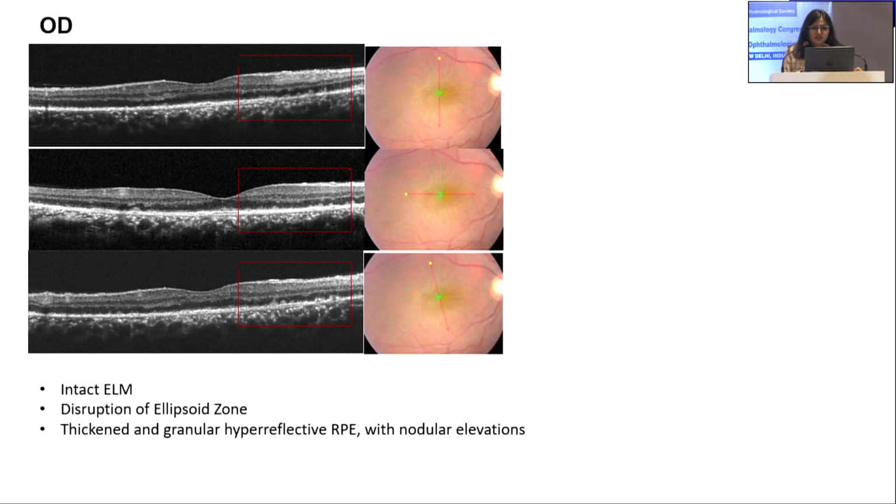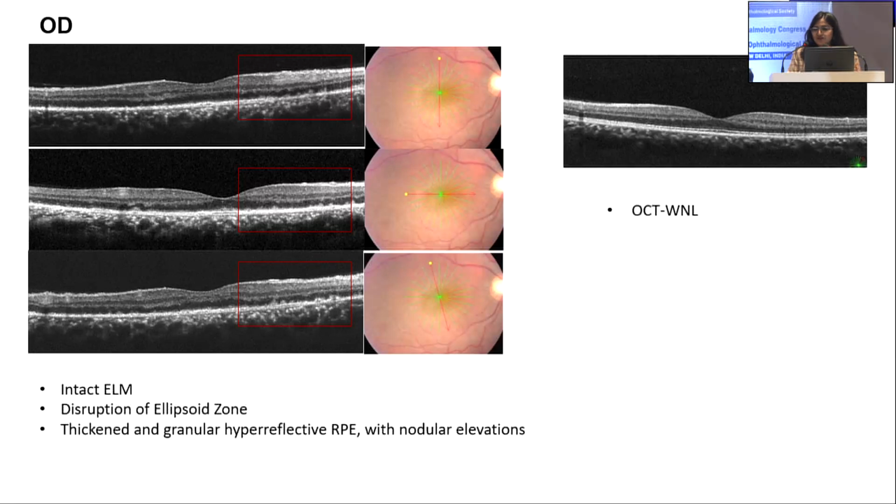Coming to the OCT, we could see there was intact external limiting membrane. However, there was disruption of the ellipsoid zone, thickened and granular hyperreflective RPE with nodular elevations, very characteristic of the rosary bead appearance which we talk about. The left eye was within normal limits, and the first thing which came to my mind was whether I was dealing with a patient with acute syphilitic posterior placoid chorioretinopathy.